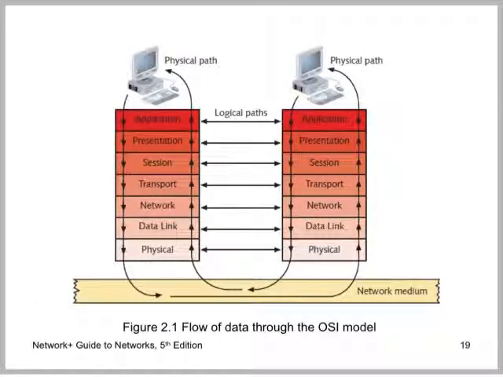So here's an example. You've got 2 computers communicating, and you'll notice on the left computer, we'll start there and work our way to the right. On the left computer you have application, presentation, session, transport, network, data link, and physical. Flip your eyes to the right side, start at the bottom: physical, data link, network, transport, session, presentation, application.